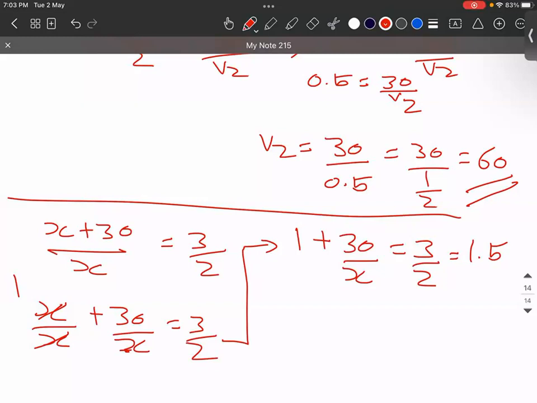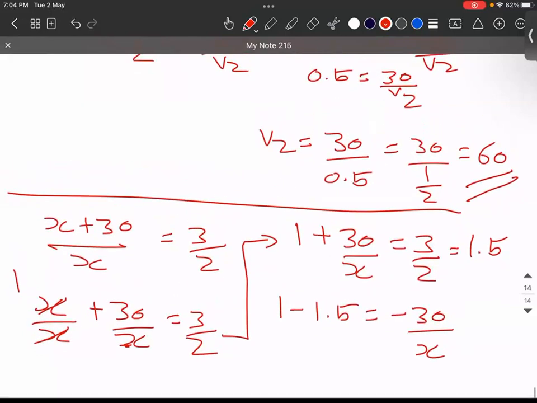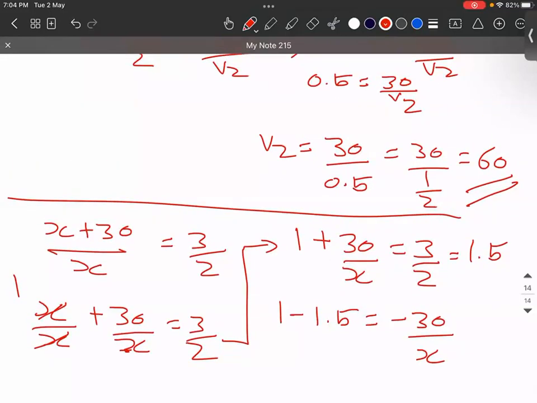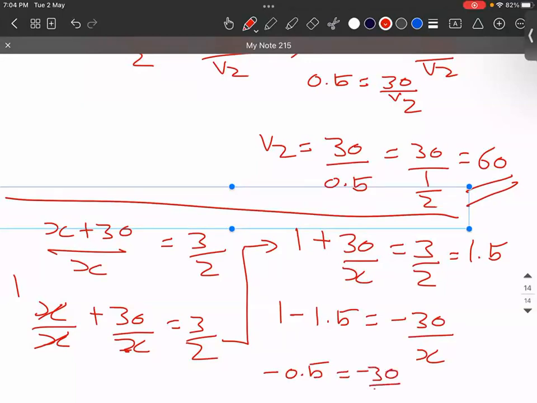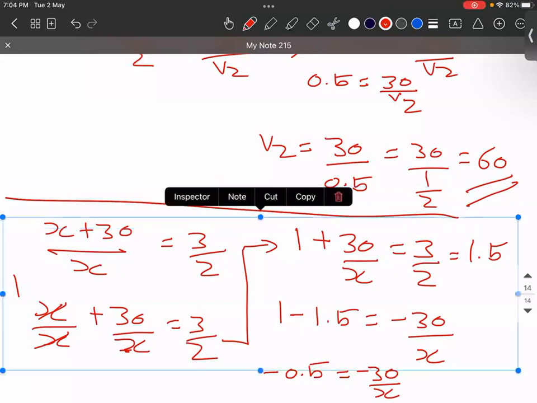Okay, so what happens? I take this to the side, I have 1 minus 1.5. On the other side, I have minus 30 by X. Let's do it this way. So what is 1 minus 1.5? Minus 0.5. So minus 0.5 is equal to minus 30 by X. If you solve this, you get the same answer. X will go to the other side.